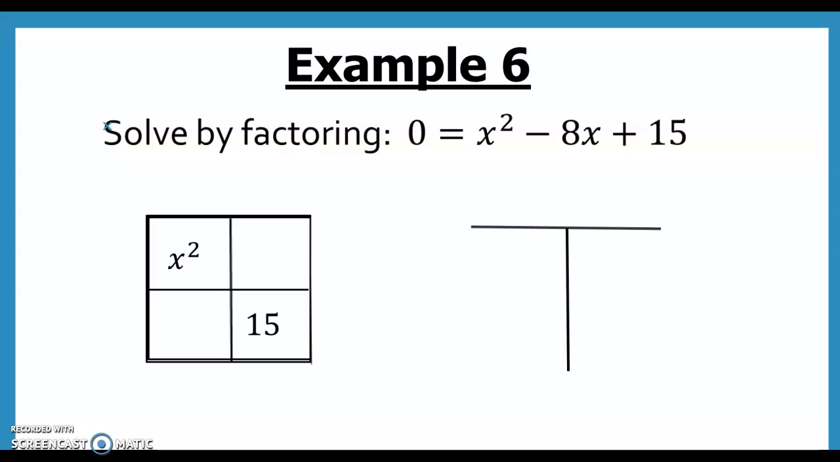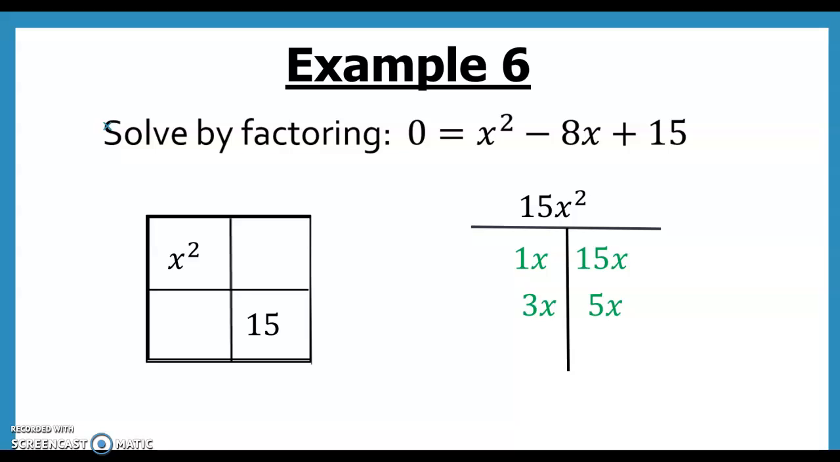Then I come over here to the side. I multiply them together. So x squared times 15 is 15x squared. Now I just start listing the factors of 15x squared. I always start with 1 and the number. Now 2 doesn't go into 15, but 3 does. So 3 goes into 15 5 times.